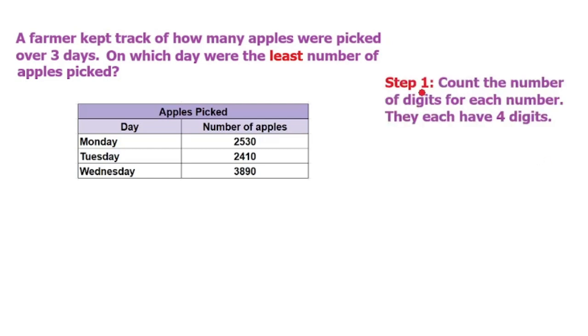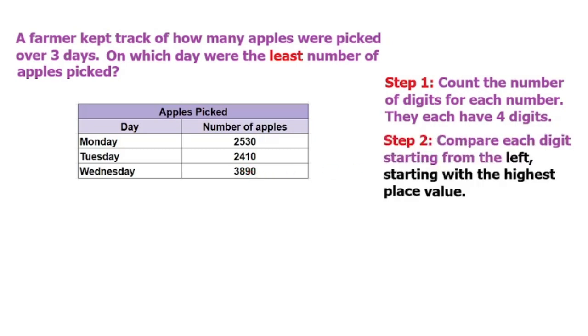So the first thing to do is to count the number of digits for each number. So they each have 4 digits, right? 1, 2, 3, 4, 1, 2, 3, 4, 1, 2, 3, 4. All have 4 digits. The next thing to do is to compare each digit starting from the left and starting with the highest place value. So you would compare each of these numbers, but you start with these numbers first. So you move from this way to this way when you compare.